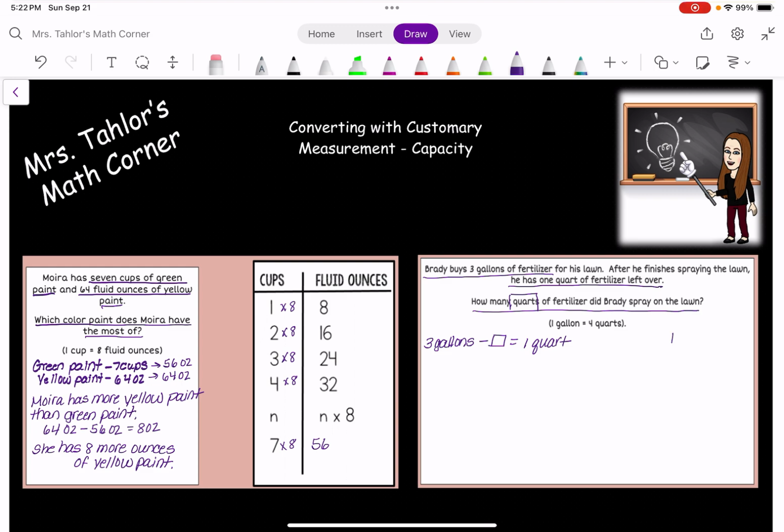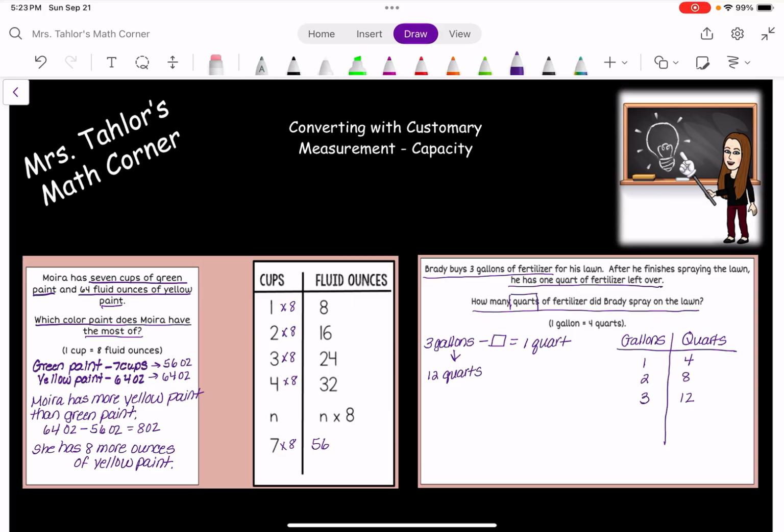So I'm going to create another T-chart. On the left side, I'm going to write gallons. And on the right side, I'm going to write quarts. I see that 1 gallon equals 4 quarts. So 2 gallons will equal 8 quarts. So 1 times 4 is 4. 2 times 4 is 8. So following the pattern, 3 times 4 will equal 12. So now I know that 3 gallons is the same as 12 quarts.